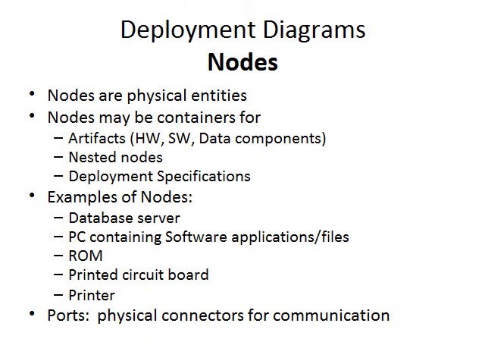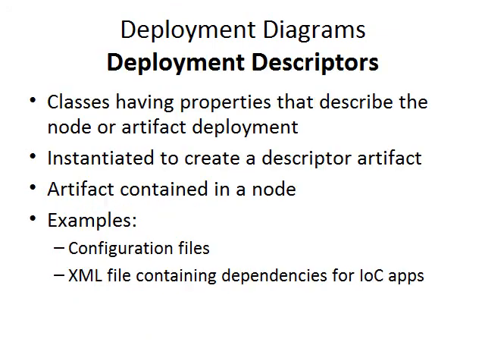For example, an INI file might be a way to configure the software inside of a node. So the INI file might be an artifact that is the deployment specification for that node. Database servers, PC containing software applications, ROM, printed circuit boards, and printers are all examples of nodes. And ports, as I mentioned earlier, are physical connections for communication between nodes.